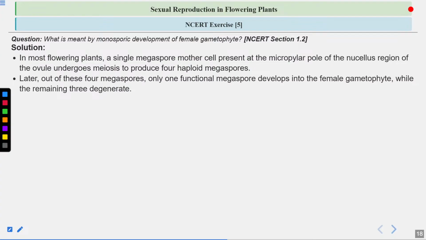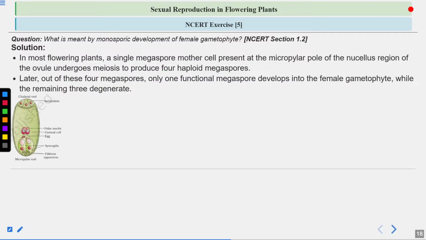So out of these 4 megaspores, only one functional megaspore develops, and that develops into the female gametophyte. Just now we have seen that particular diagram, the embryo sac diagram, which is also called the female gametophyte. The remaining 3 degenerate. 4 haploid megaspores are there, and out of that 3 get degenerated, so this structure is formed from only one functional megaspore.